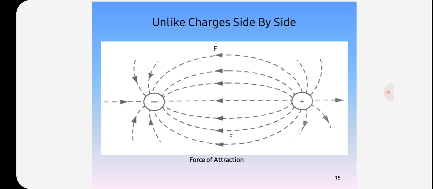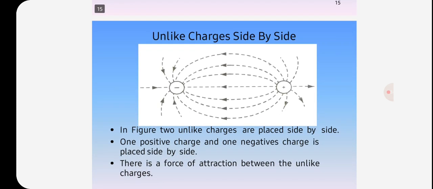So, unlike charges side by side, force of attraction. There are two unlike charges, a positive charge and a negative charge. Here the force is attraction. In the figure, two unlike charges are placed side by side, one positive charge and one negative charge. There is a force of attraction between the unlike charges.